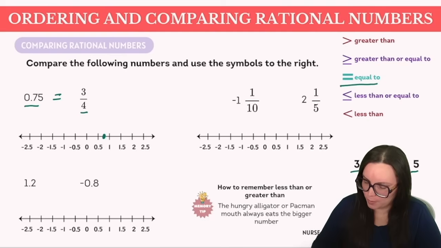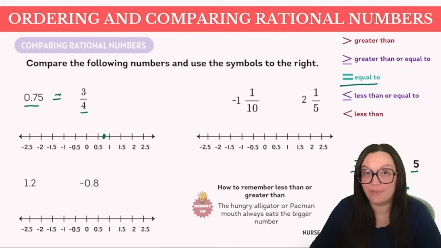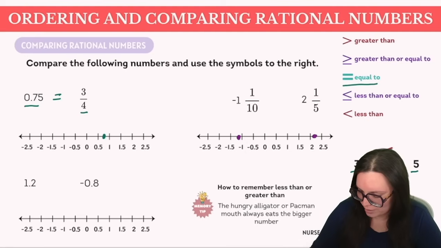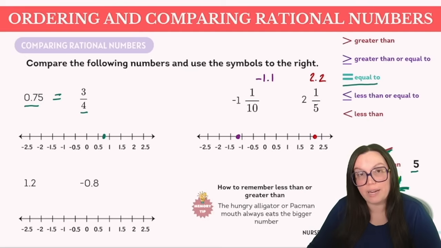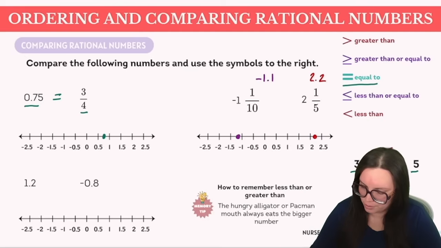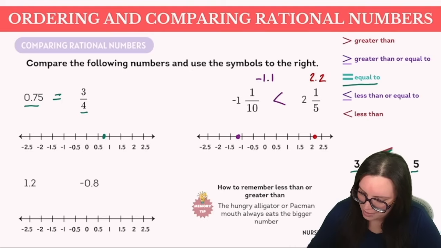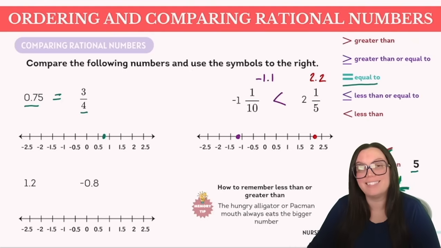Our next example, we have negative 1 1/10 and 2 1/5. So negative 1 1/10 is going to give us about negative 1.1, and 2 1/5 is going to give us about 2.2. So is our negative 1.1 greater than 2.2? Absolutely not, right? So we can say that negative 1 1/10 is less than 2 1/5.